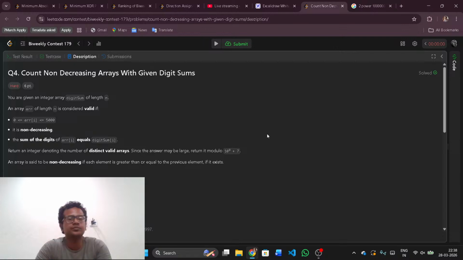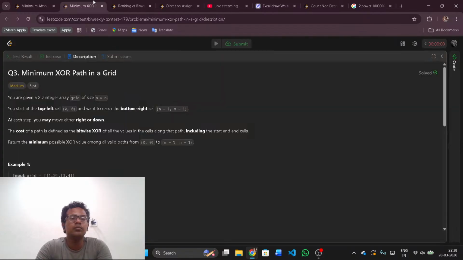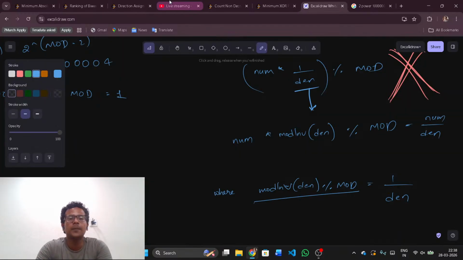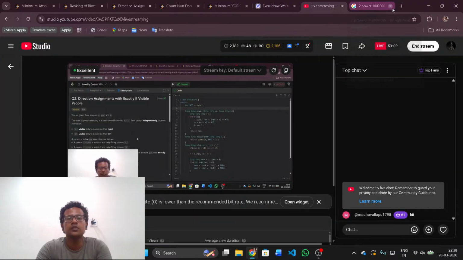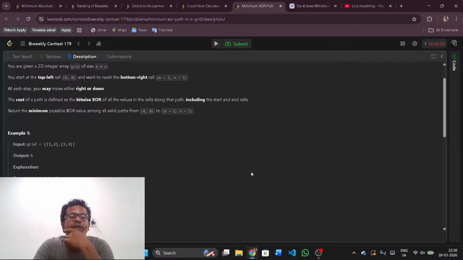Right. Let us now go to the third problem, minimum XOR path in a grid. Let me tell you how we can solve this. Minimum XOR path in a grid, you are given a 2D integer array grid of size m by n. You start at top left cell 0, comma 0, and want to reach the bottom right cell m minus 1, comma n minus 1.